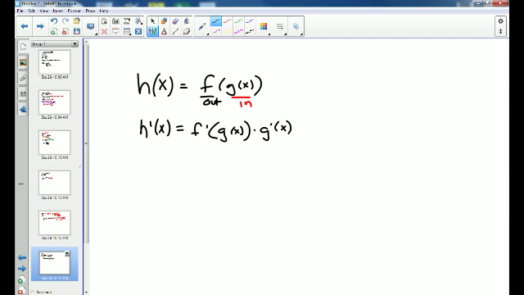Tomorrow I'm going to show you a couple more. We're going to do a lot of derivatives. If you get cold easily, bring a jacket tomorrow because we're going outside. I'll get you out of the classroom and you can play.